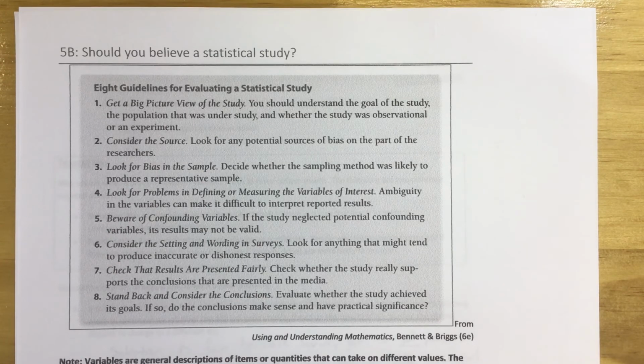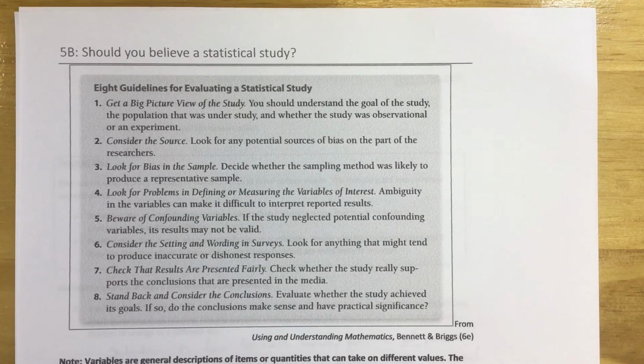Number 4, look for problems defining the measuring variables of interest. That one's a little bit of a tough one to give examples of right now, so we'll let that happen as we go through the practice. Number 4, what you're really looking for in that one, I can at least say, is if anything is too vague in how they give the results, then that would be a problem with identifying the measures of the variables.